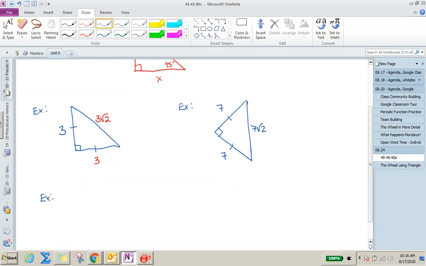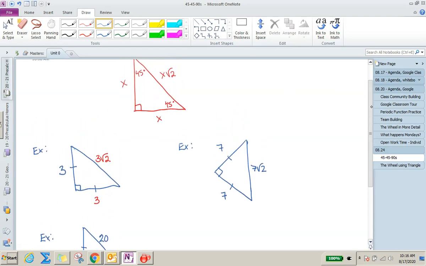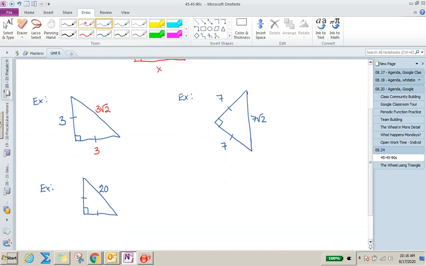All right, let's do another example. Let's do one that's a little bit more interesting, shall we say. So let's say, for example, in our 45, 45, 90, that the hypotenuse is 20. Now notice that 20 is the hypotenuse, and that corresponds to the x root 2 side. It doesn't have a root 2 in it, but there's nothing wrong with that. So 20 is the x root 2 side. We'll even write the equation 20 equals x root 2. And we want to find the legs.